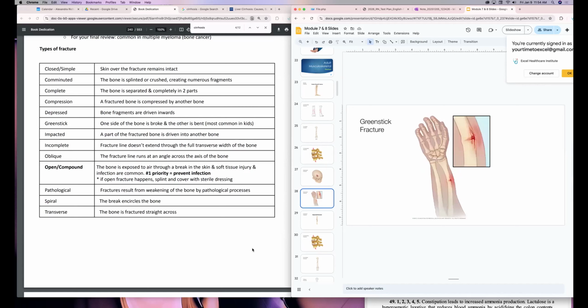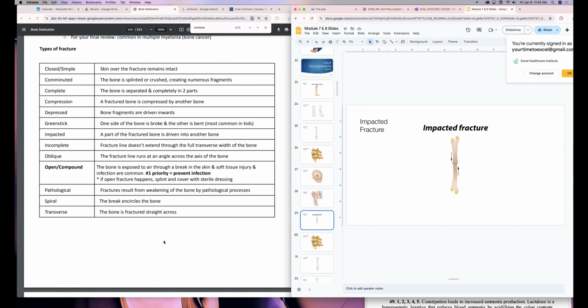Greenstick fracture, one side of the bone is broken and the other is bent. So this is most common in children, especially when they're first learning to walk, like toddlers, and they fall and they put their hand out to catch the fall and they break. The bone breaks and the other side is bent. So we can see one side is broken here and the other side is bent.